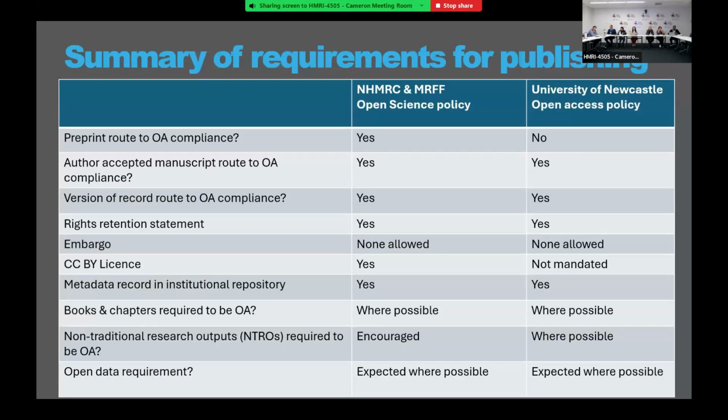So when it comes to publishing, this is just a quick table to differentiate the two policies. We've got the NHMRC and the university's one. There are a few differences, such as preprints being okay for NHMRC, but not under the university policy. But some of them are the same. So the CC BY license, which is your Creative Commons license, is not mandated at the university level, but is for NHMRC. And the rest there is very similar, and the metadata records.